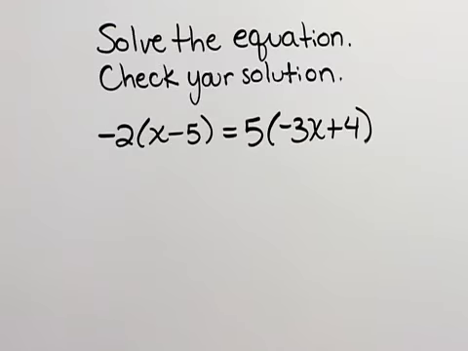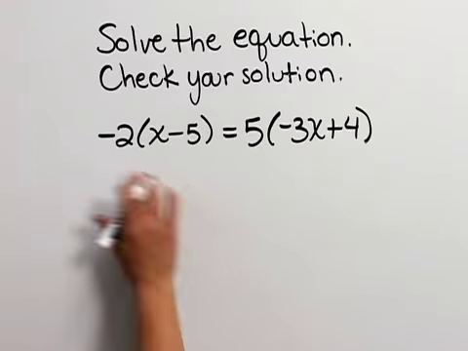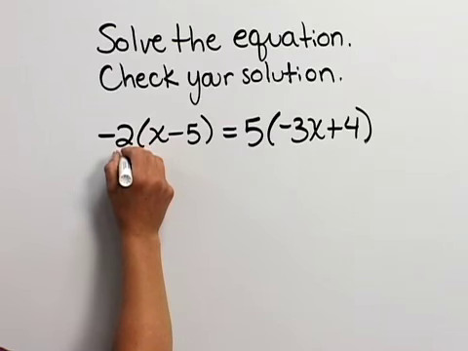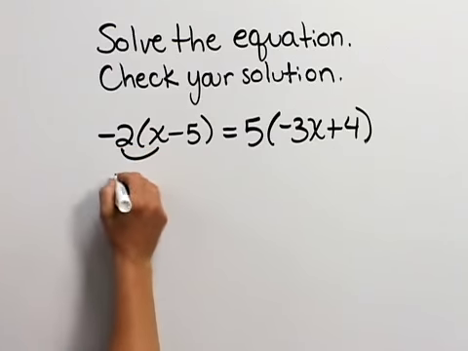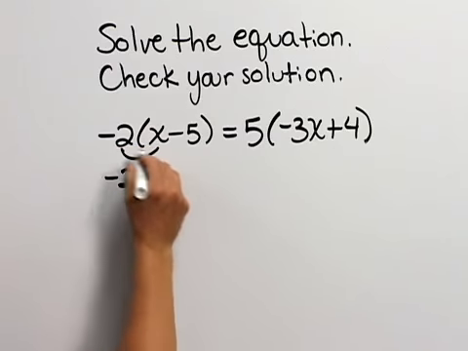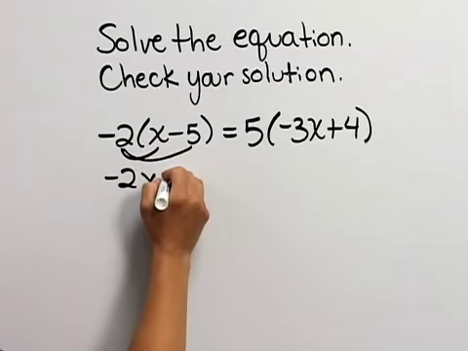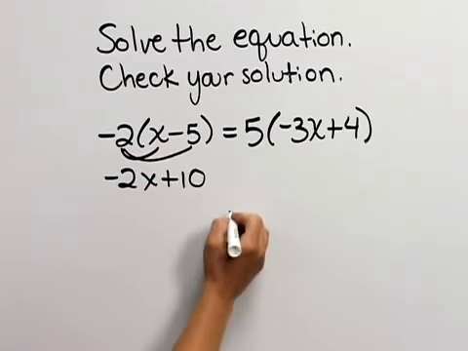For this problem, we need to simplify both sides of our equation. We will first distribute our negative 2. Negative 2 times x is negative 2x. Negative 2 times negative 5 is 10.